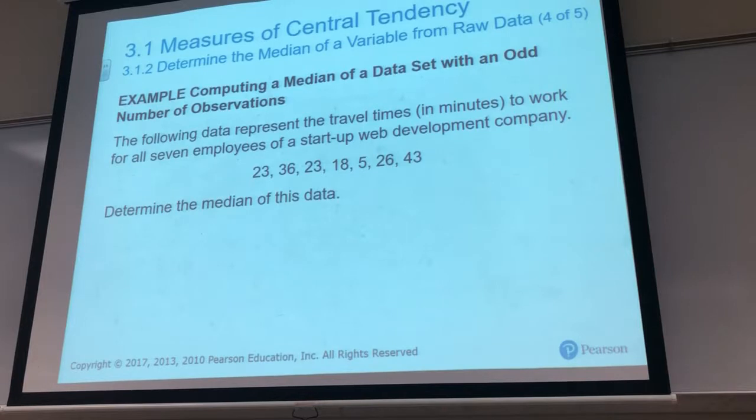Okay, so we have this same example here. You don't want to just find the number in the middle because it's not in ascending order yet. So the first thing we want to do is write it in ascending order. 5, 18, 2 23s, and 26, 36, 43. 1, 2, 3, 4, 5, 6, 7 of them listed. Okay. So now that it's in increasing order, we can find the number in the middle, which looks like this one. That's 23. That's our median.